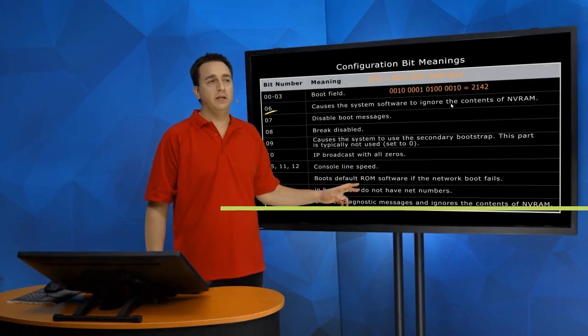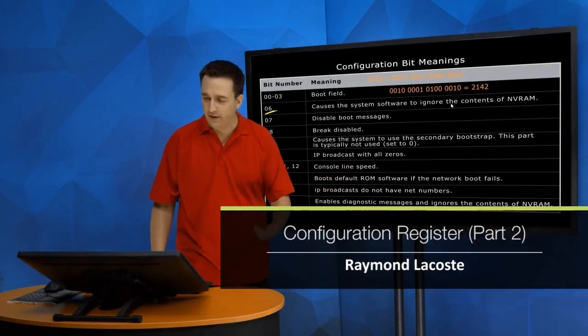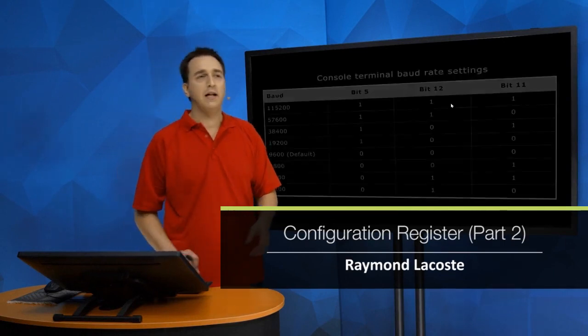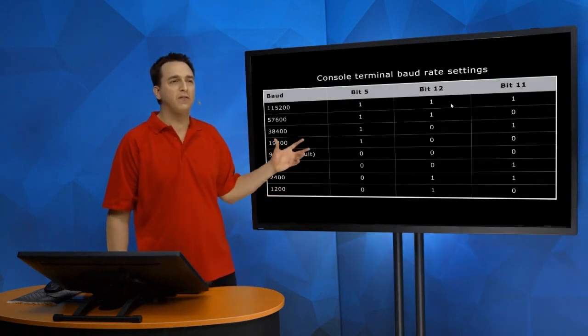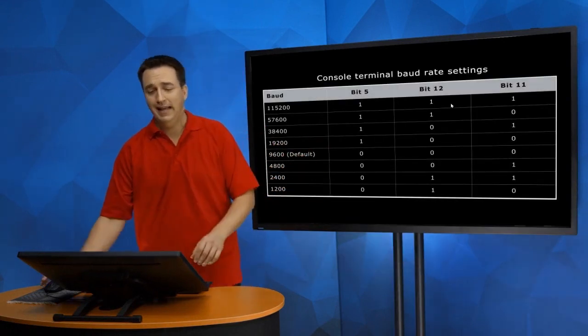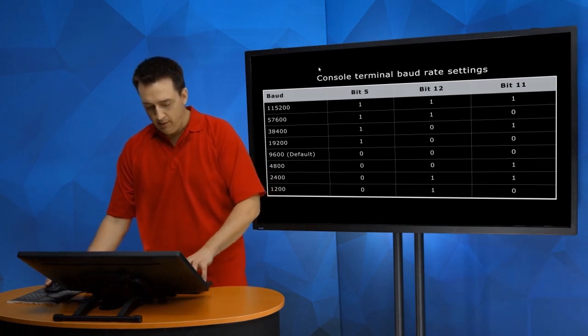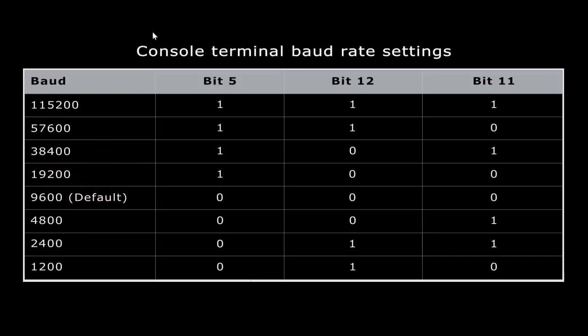Look at the console line speed. Bits 5, 11, and 12 all affect the console line speed. So what does that look like in this case? Well, in this case, bits 5, 12, and 11. So let's bring up our text tool here, and let's see what those bits are.